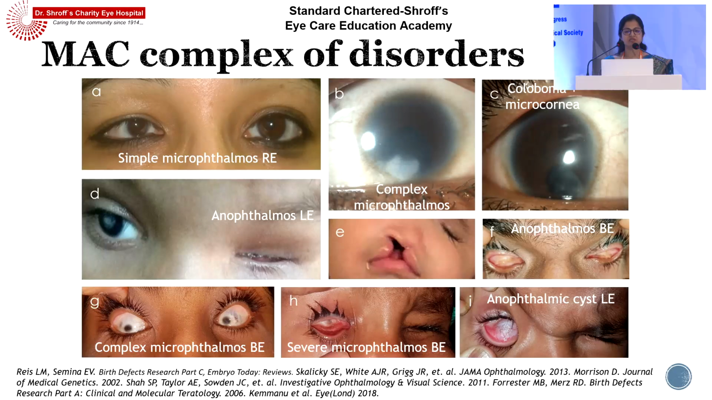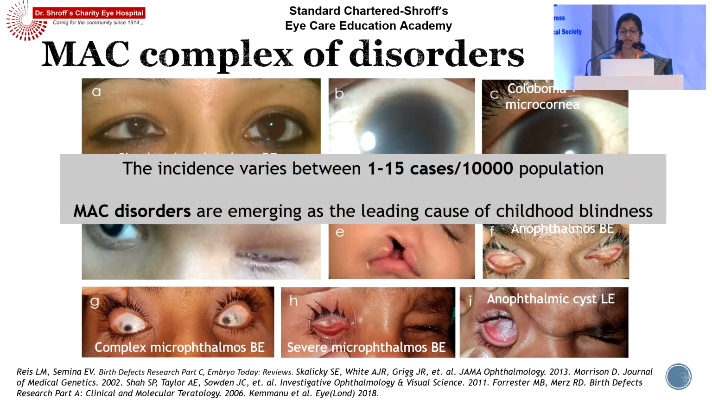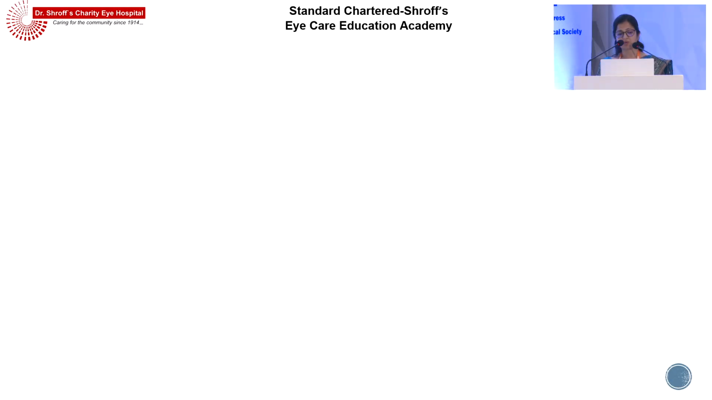And I personally am interested in this MAC complex of disorders because, unlike the inherited retinal disorders, which have some hope that we could have some treatment in future, once a MAC happens, it stays with the child for life. And it ranges from simple microphthalmos to complete anophthalmos, those with cysts, those with systemic anomalies, and they are emerging as the leading cause of childhood blindness, with the incidence varying between 1 to 15 cases per 10,000 population.